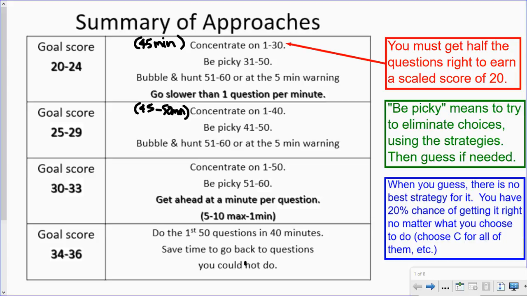Now, when it says to guess, like you're just bubbling in, it doesn't matter. There is no quote unquote best strategy. I know some people say, well, just mark C for all of them. That doesn't matter. You still have a 20% chance of getting it right no matter what method you use.